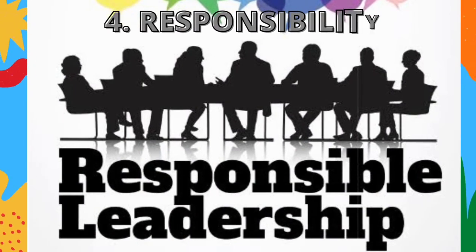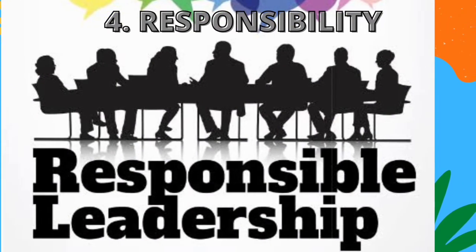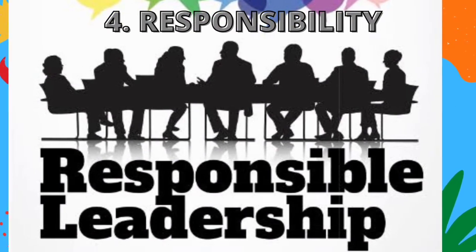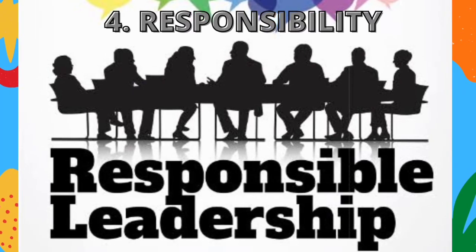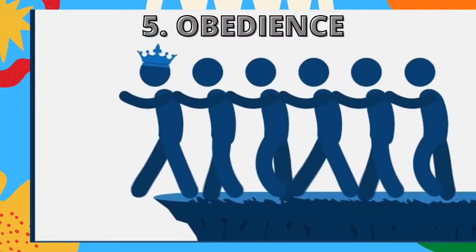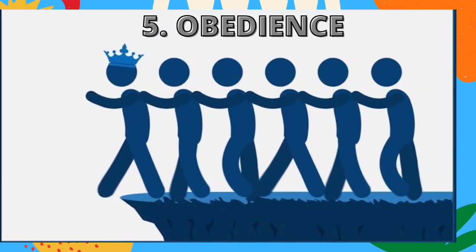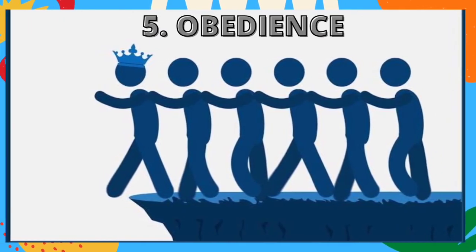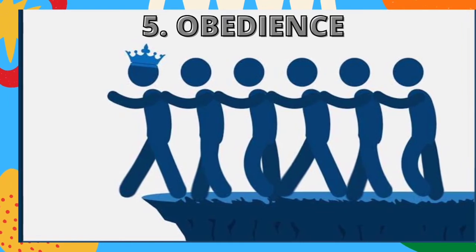Then we also have 4. Responsibility. This means knowing what to do without wasting time. A good leader and follower must be responsible. Then we have number 5, obedience. This means to be law-abiding. A good leader and follower must be obedient and respect the constituted authorities.